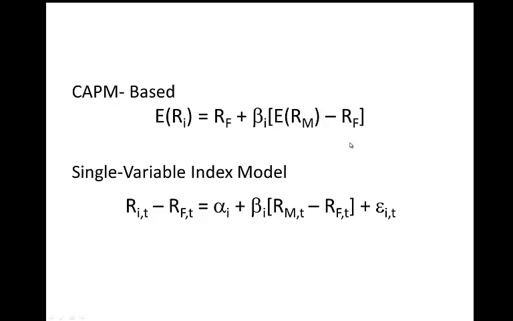So that's the theory behind CAPM, but how do we estimate beta, and how do we answer this question of whether or not a portfolio or an asset is generating abnormal returns? We have to turn CAPM into a single variable index model, and the way that we do that is as shown below. So instead of using expected returns, we use historical returns. And what we do is we grab this risk-free rate and we throw it on the other side of the equation, and then we estimate a regression.